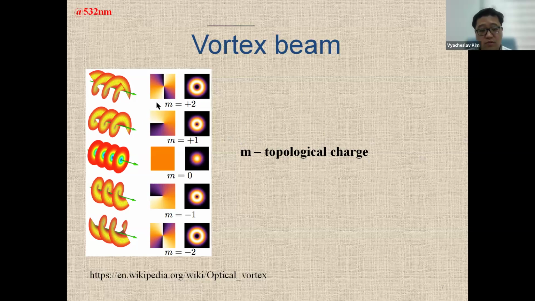It also has a sign, so it can be positive or negative depending on the direction of its helical wavefront. So this is a vortex beam.